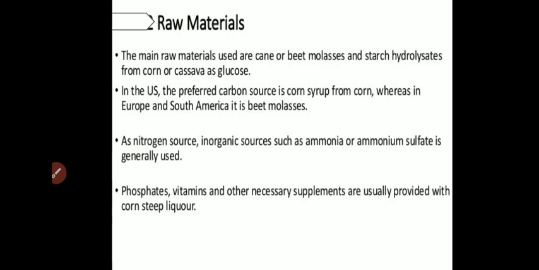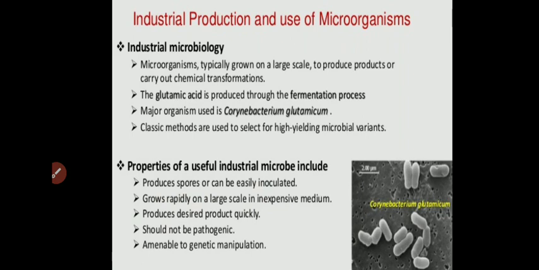So now we have designed the media. It is very important to know which types of microorganisms are used for the production of glutamic acid. Now, for the industrial production of glutamic acid, different types of microorganisms are basically used. These microorganisms are grown on a large scale to produce glutamic acid in a large amount in less time. Basically, glutamic acid is produced through the fermentation process by using Corynebacterium glutamicum.